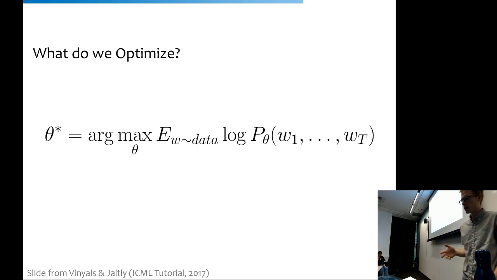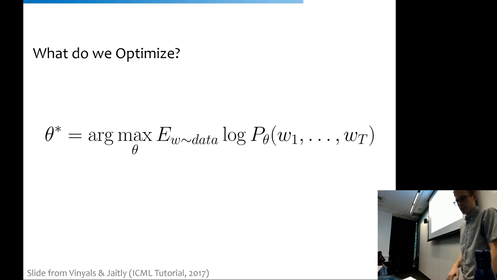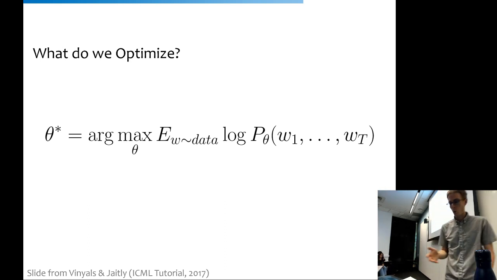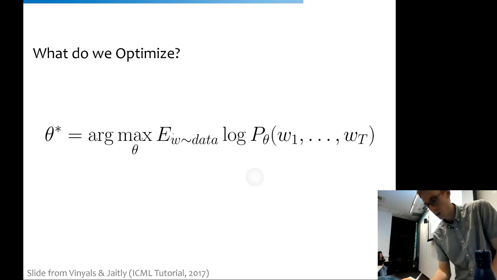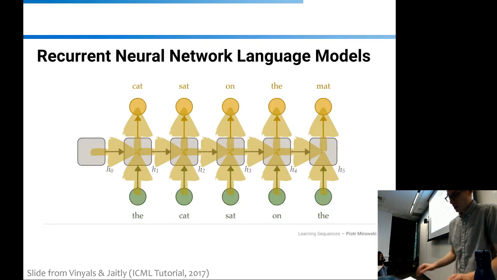Okay, so now the question is just how do we actually train this thing? We want to do the usual empirical risk minimization, or maximum likelihood estimation thing. So we want to maximize the log probability of our data, or the expected log probability under the distribution over word sequences W given by our data. Okay.